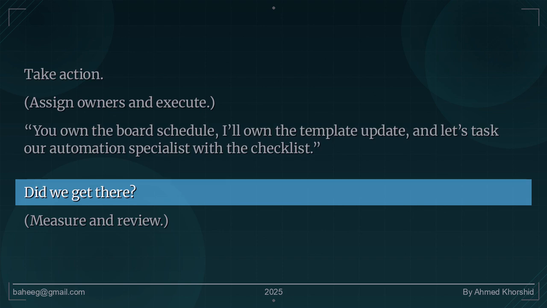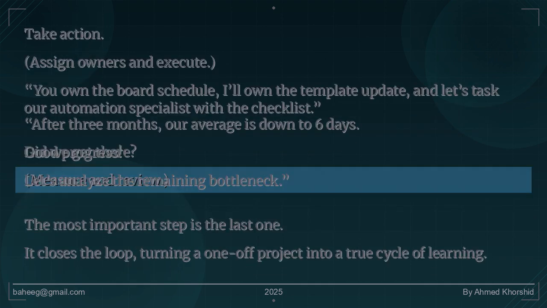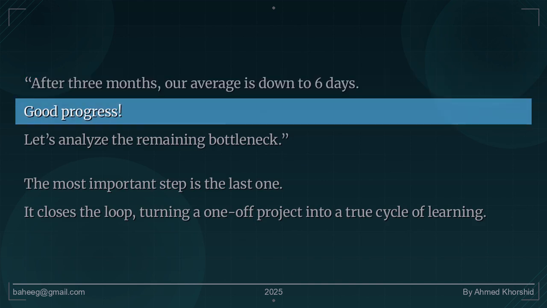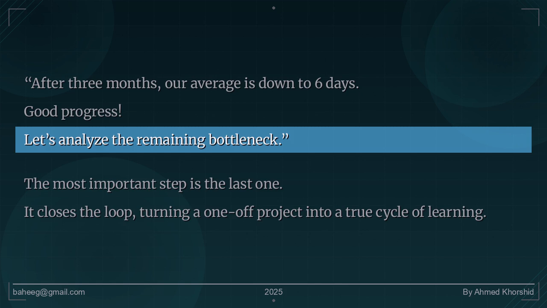Did we get there? Measure and review. After 3 months, our average is down to 6 days. Good progress. Let's analyze the remaining bottleneck.